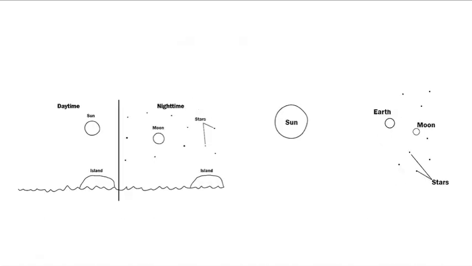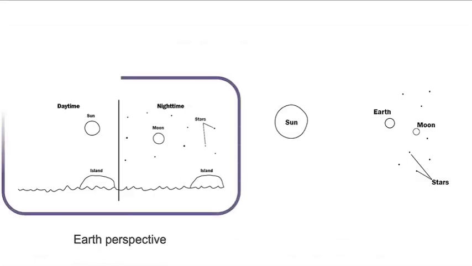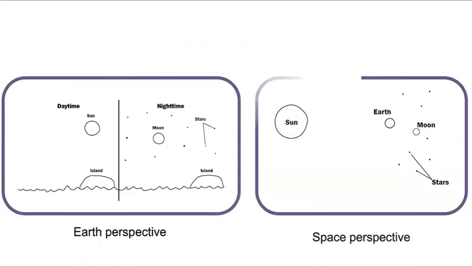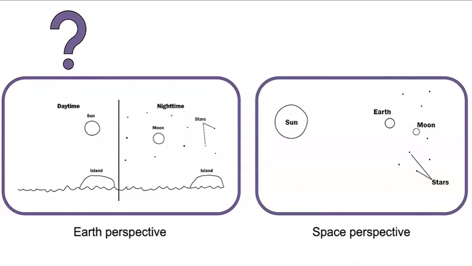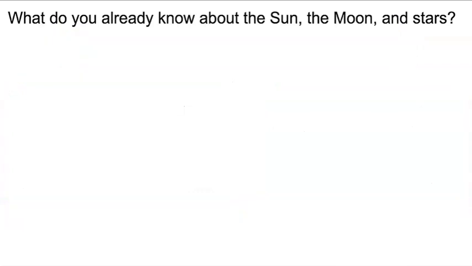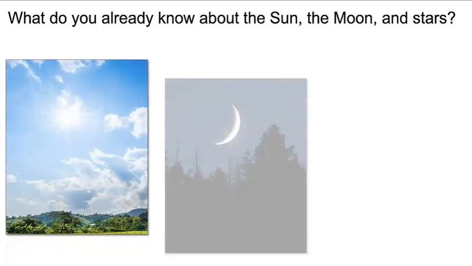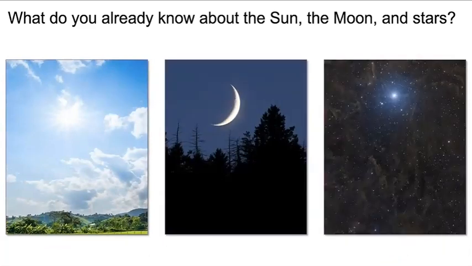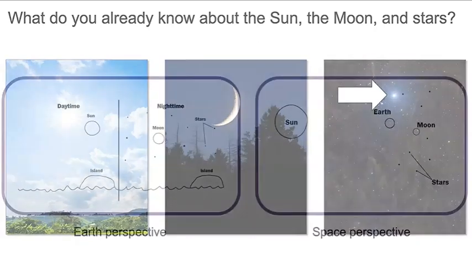Now we have two models of celestial objects, one from the Earth perspective and one from the space perspective. How do the models compare? How do the components of the system interact? Let's keep thinking about these questions. As you think about the models, what do you already know about the Sun, the Moon, and stars? Maybe you've noticed that sometimes the moon is round, and other times it looks like a sliver of light. Or maybe you know that you can find the North Star because it is very bright, and it is always in the same place in the sky.